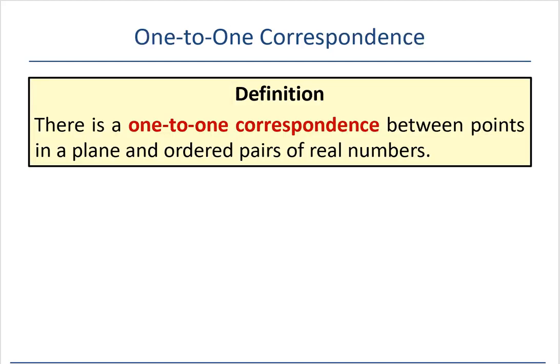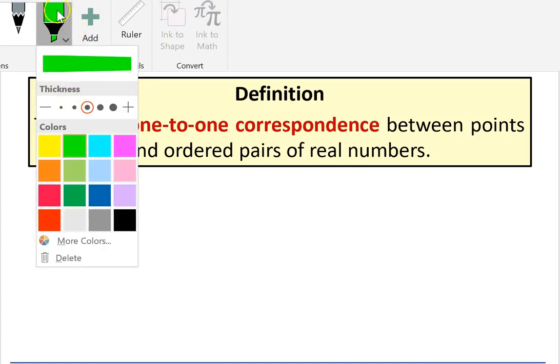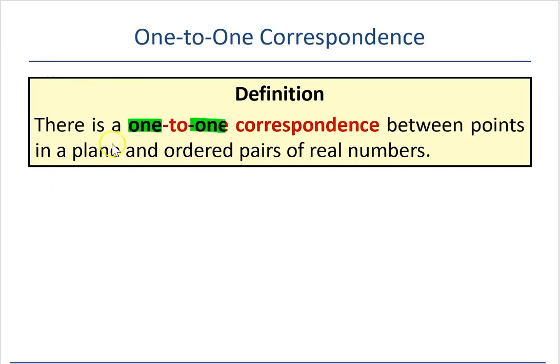Okay, there is a one-to-one correspondence between points in a plane. Some very interesting word choices here, which are very important for us. I'll come in here and highlight those. There's a one-to-one correspondence between points in a plane and ordered pairs of real numbers. Okay, one-to-one means you have a point.